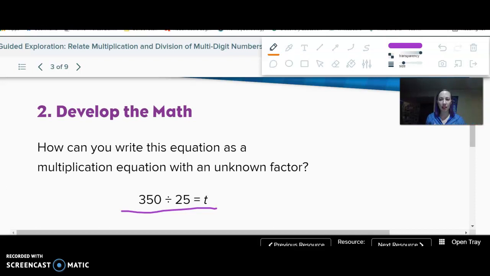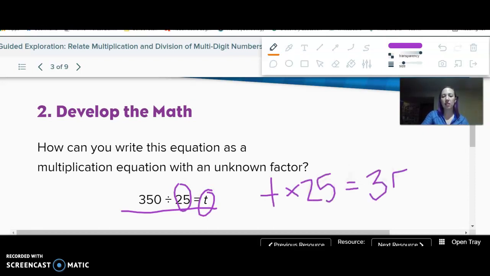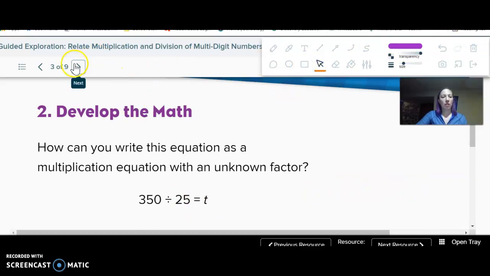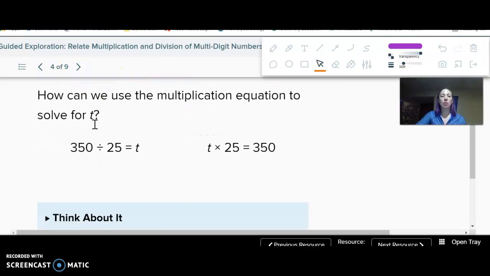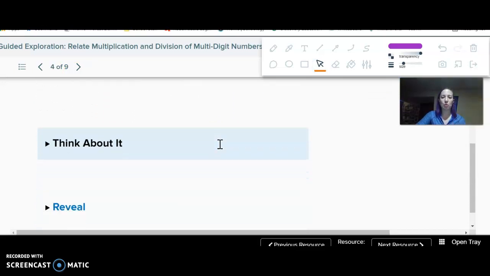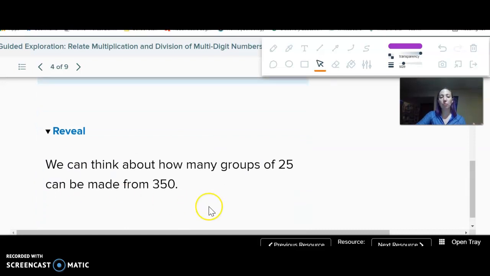But now we're going to write a connected multiplication problem. I can take these two and multiply them to get our dividend, or our first number. Again, just like addition and subtraction are inverse, multiplication and division are as well. So I can take t times 25, the answer times what we divided by, to get that first number. And that will help us solve it. By knowing something times 25 equals 350, I can try to figure out how many groups of 25 can be made from 350.